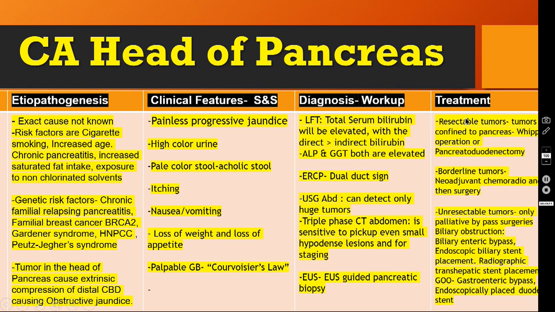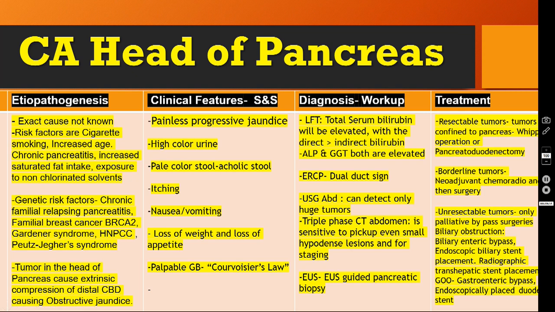Coming to the treatment, these tumors can be divided into resectable tumors, borderline tumors, and unresectable tumors, depending upon the stage. If it is early or resectable tumors, that means tumor is confined to the pancreas, you can do what is called Whipple's operation or pancreatoduodenectomy. If it is borderline tumors, that means the tumor is extra pancreatic, but it is just touching the superior mesenteric artery, not encircling it.